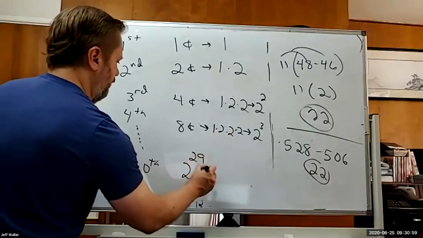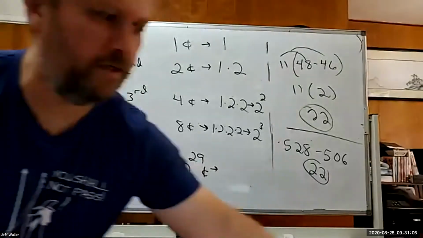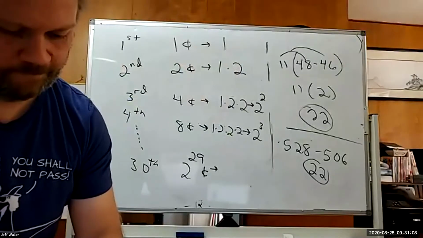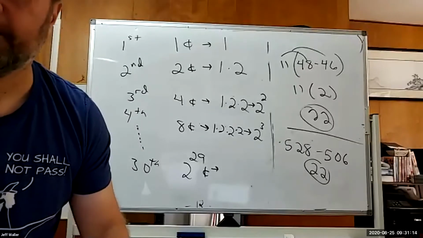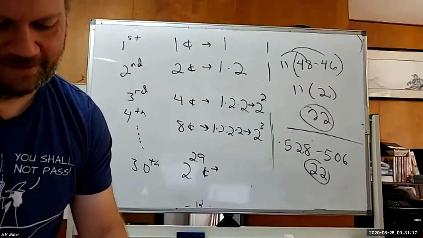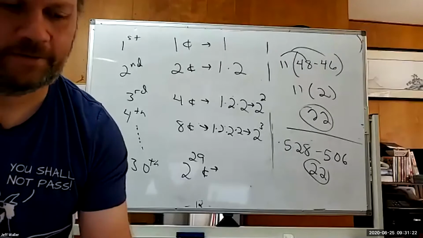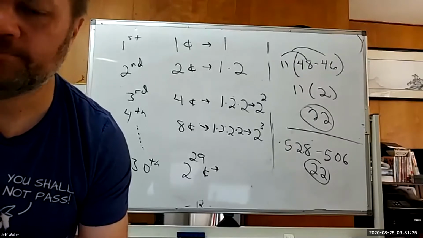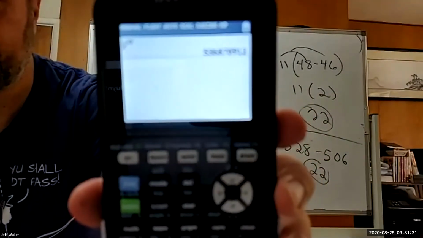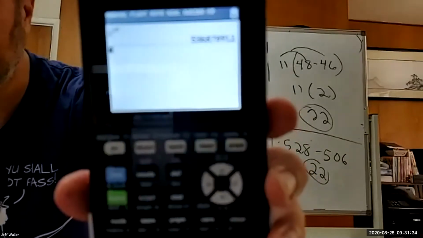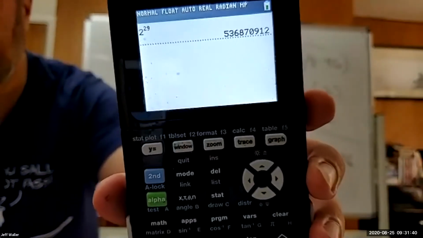Does anyone have the calculator? What is 2 to the 29th power? Let me do it too. Anybody get that? No? Anybody have a calculator? Oh, wait a minute. Let me hold on. There it is. There's the button. Okay. 536870912, right?